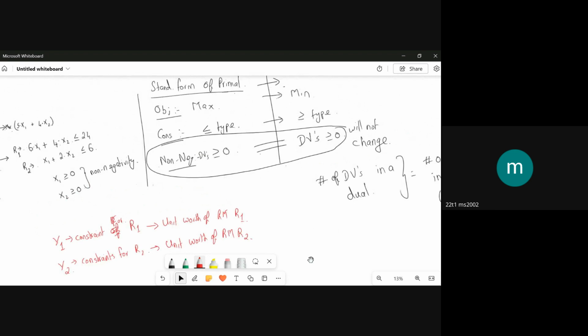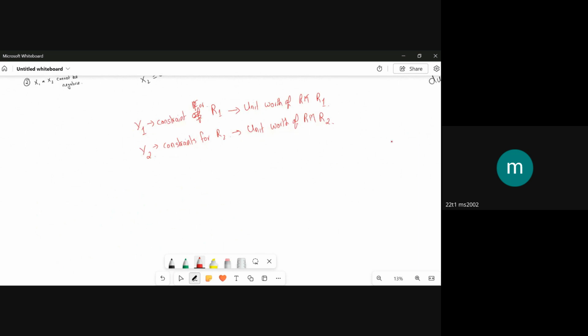Now I have to write the objective function. When I write the objective function, I'm going to put a minimization. That is blindly, because I have maximization form, I will convert it to a minimization form. Remember, all of this is true once you have converted the primal to the standard form of the primal. So we are doing that. So we have minimize something into y1 plus something into y2. What is the value that is going to sit here? It will be 24 and 6. Why 24 and 6?